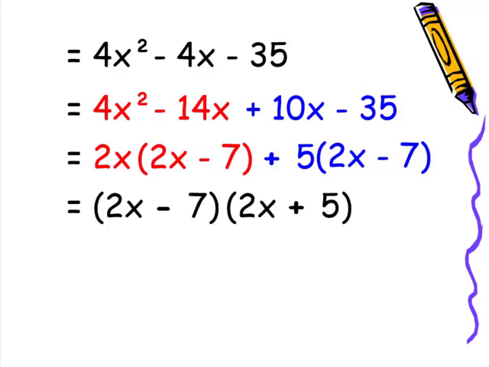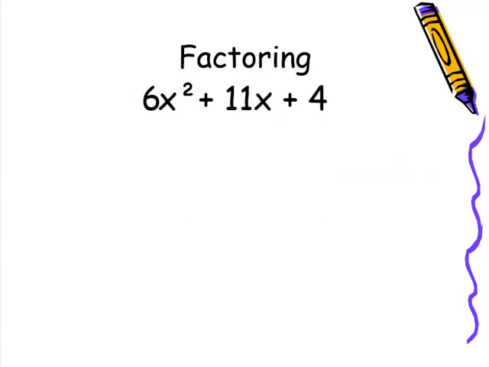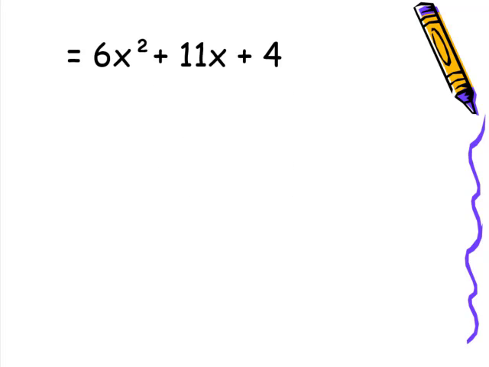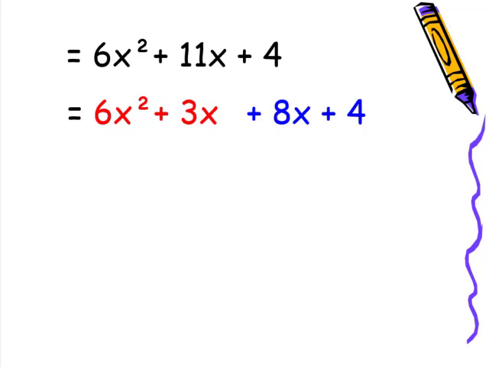Let's try this again. 6 times a positive 4 will leave us with 24. So what two numbers do we multiply to get 24, but those same two numbers, when we add, we get 11? And that would be 3 and 8. We're going to rewrite it so that plus 11x is the same thing as plus 3x plus 8x terms, and we can factor out 3x from the first two, leaving us with simply 2x plus 1.